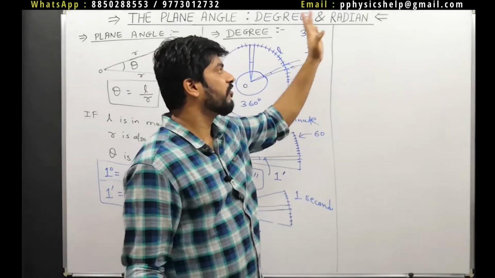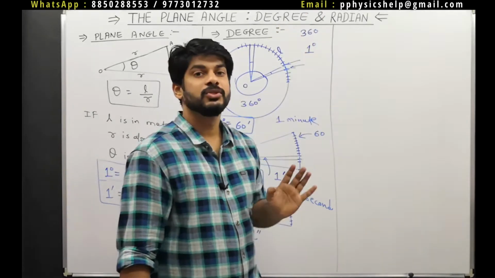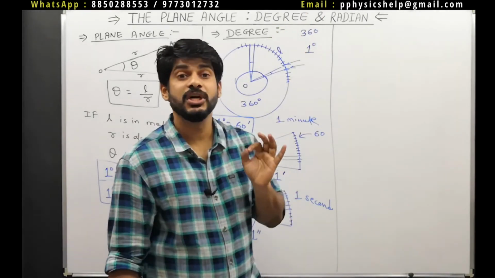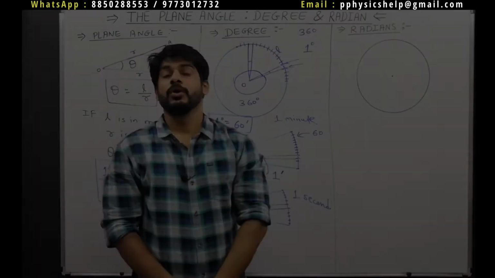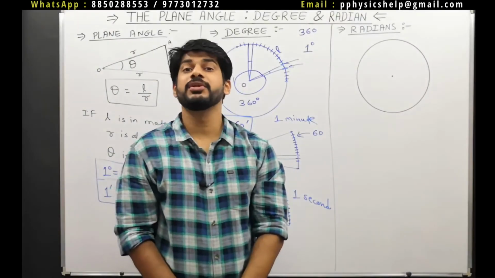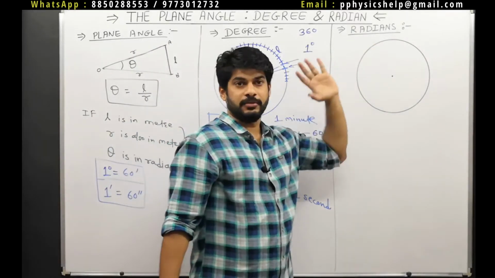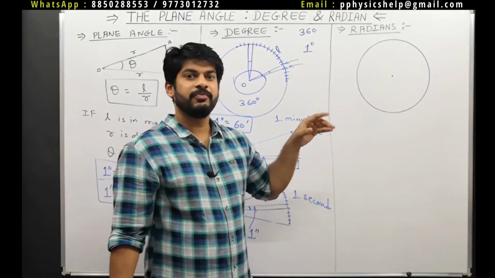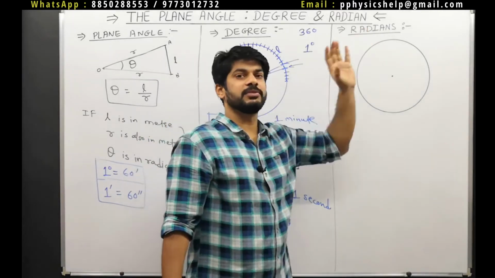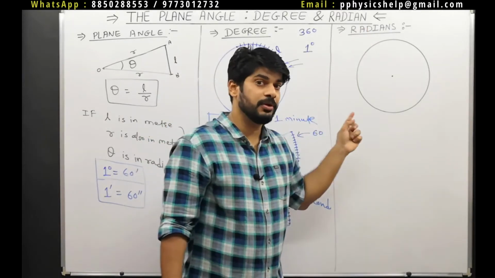Now we move to this radian part. Let's see what this radian is. So now let's define what a radian is. Over here you can see a circle. Before we exactly define what a radian is, let's see a few terms that are going to be important.